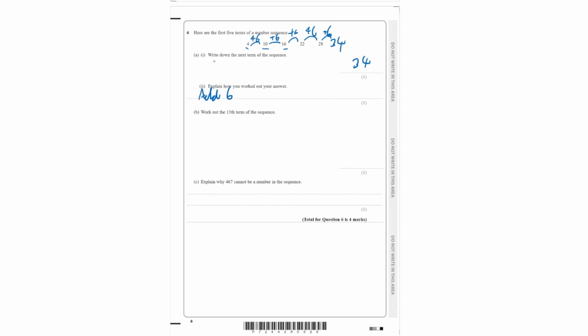Work out the 13th term of this sequence. The formula for finding the nth term of a sequence is simply a plus n minus 1 d. Now, what does this mean? A is the first term of the sequence, which is 4, and we add n, which is the term we're trying to find, so 13 minus 1 times d, which is the difference we found to be 6. We can simplify this to 4 plus 12 times 6.